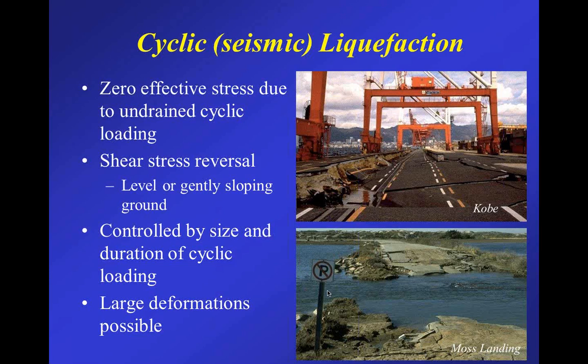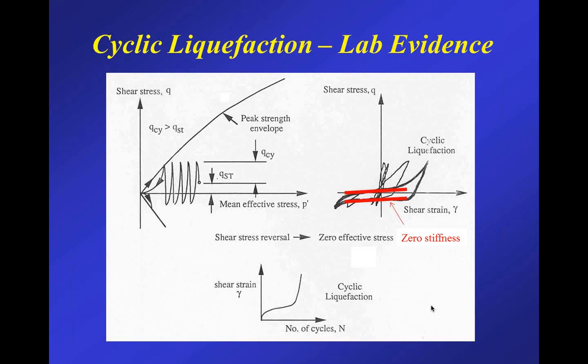And the deformations that result from it are controlled by the size and duration of the cyclic loading. So of course, the bigger the earthquake is, the bigger the shear stresses are. And often the larger the magnitude earthquake, the longer it lasts, and so the more cycles of loading that you have. So it's both the size and duration of loading. So that's what makes it a little bit complicated to actually analyze. And of course, large deformations are possible, as illustrated in these photographs, the upper one from Kobe and the lower one from Moss Landing in California. So the lab evidence of cyclic liquefaction, up on the left hand here is the stress path.